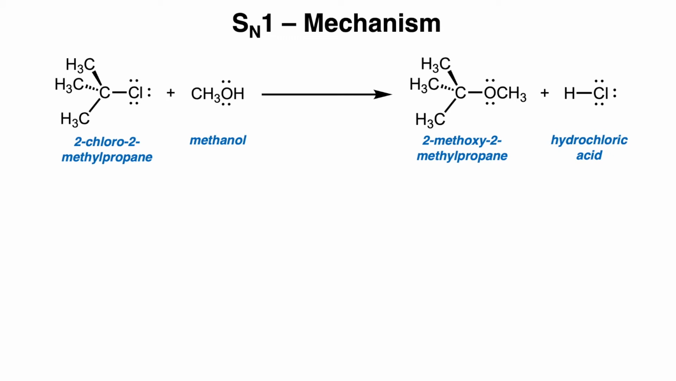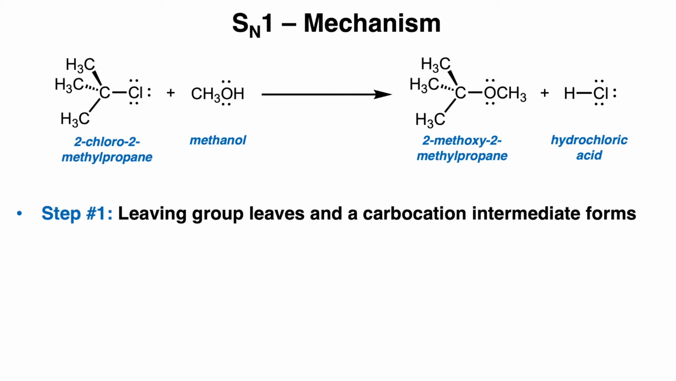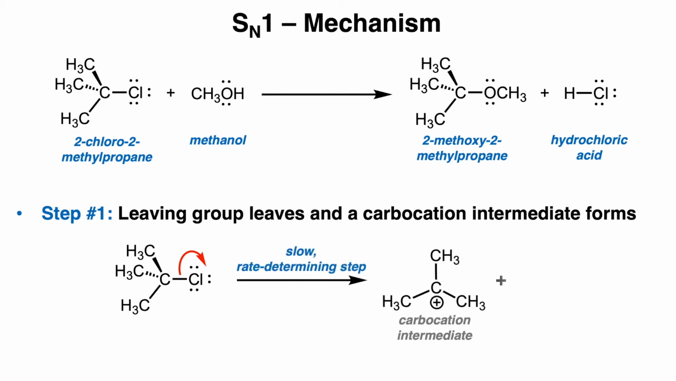In this example, 2-chloro-2-methylpropane reacts with methanol to form 2-methoxy-2-methylpropane and hydrochloric acid. The first step of the SN1 reaction is that the leaving group leaves and a carbocation intermediate is formed. This first step is slow and is the rate determining step.